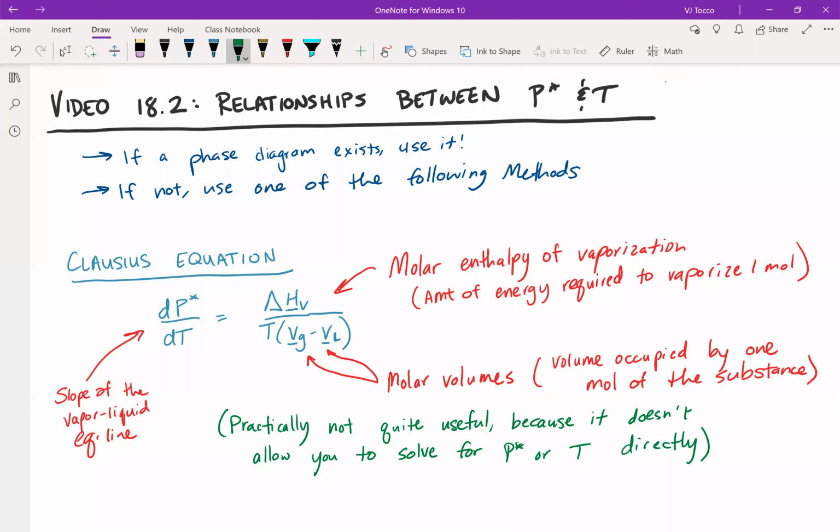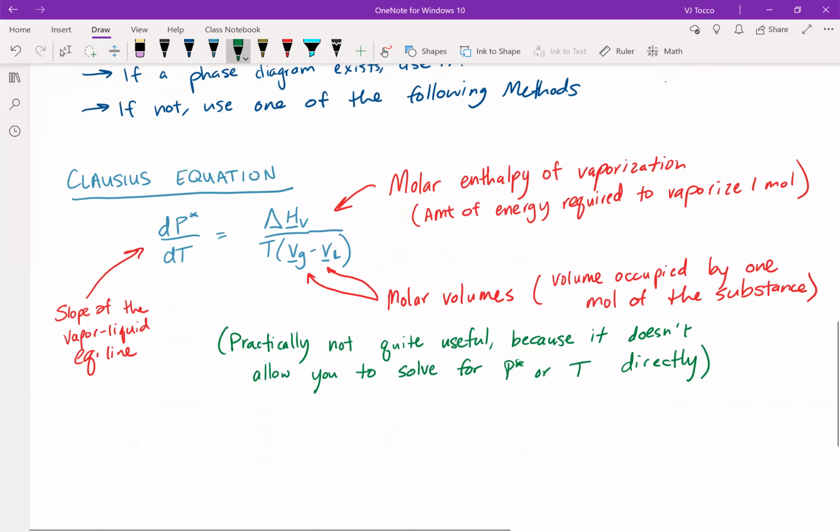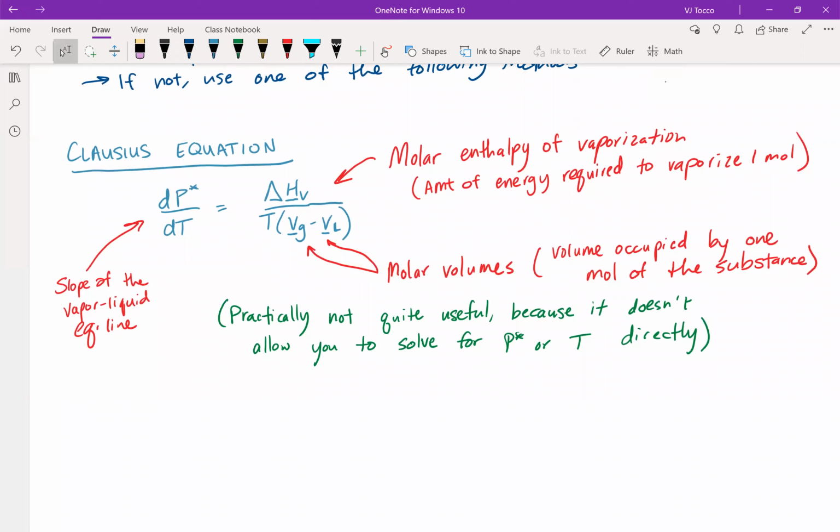Now, I mentioned that of the methods I'll talk about today, the Clausius equation is the least useful, and that's practically because it doesn't tell you what P star or T is directly. It's a differential equation. It's the change in vapor pressure with respect to the change in temperature. So without being able to integrate this, it really does you no good. The reason I introduce it is because integration of this Clausius equation actually does give us a useful expression for P star as a function of T.